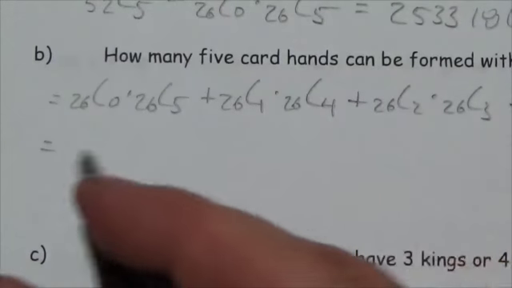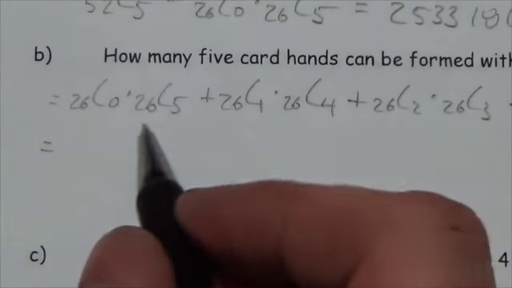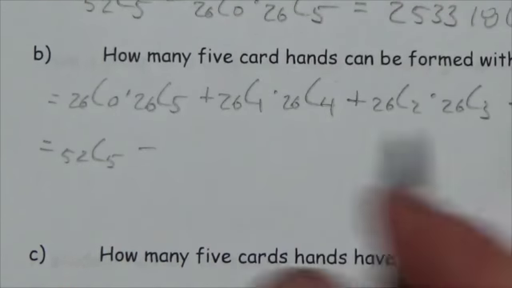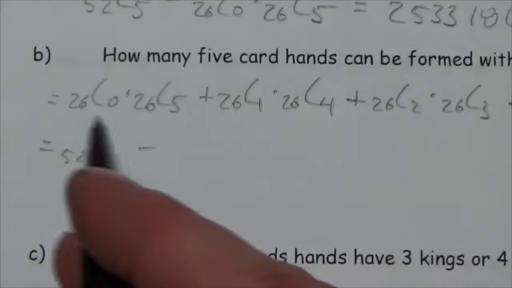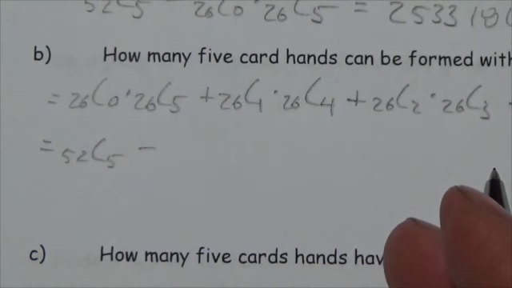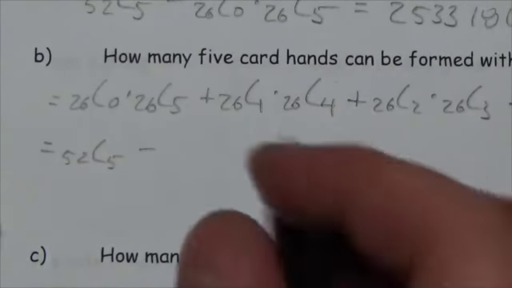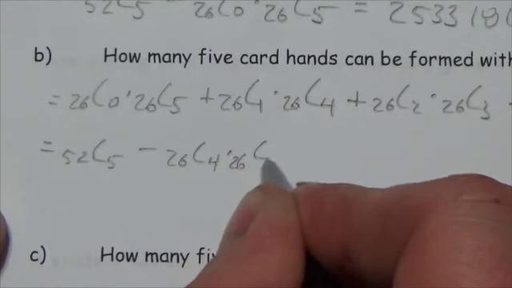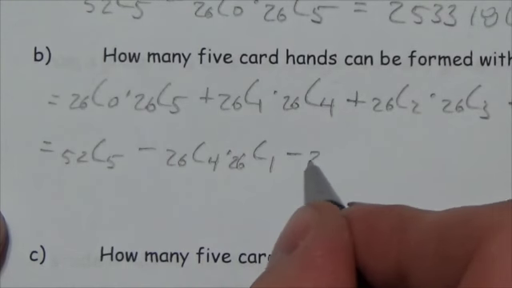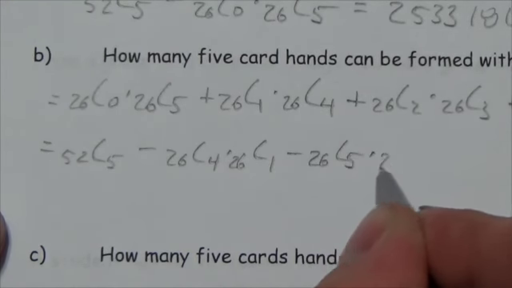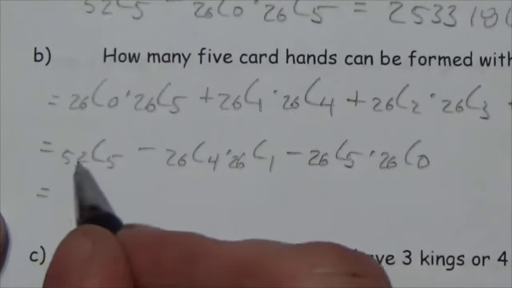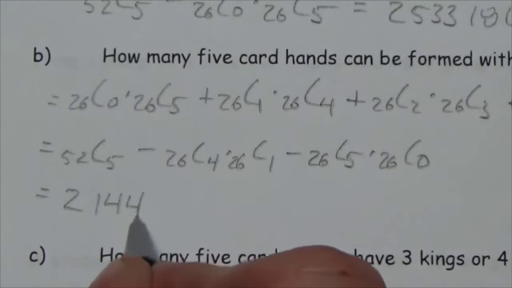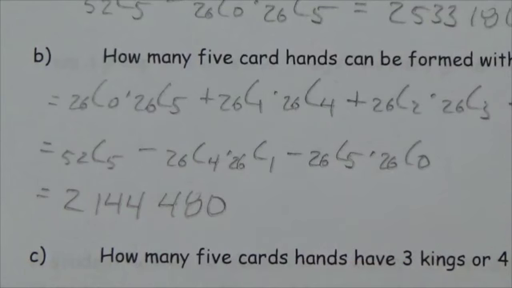Or what we could do is take a look at all of the different hands, and subtract from it the exact opposite. The exact opposite of having at most 3 red cards is having more than 3 red cards, meaning you could have 4 red cards, in which case you would have to have 1 black card, or all 5 of them are red and none of them are black. In either case, regardless of how you set that up, you're going to get 2,144,480 different hands.